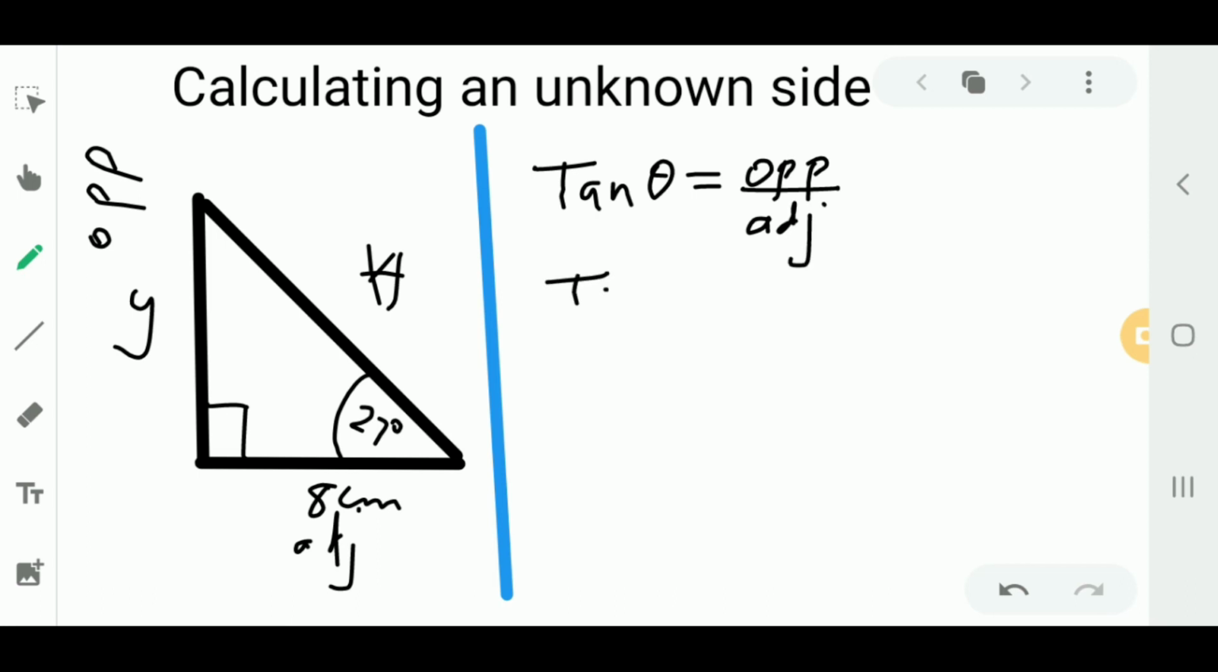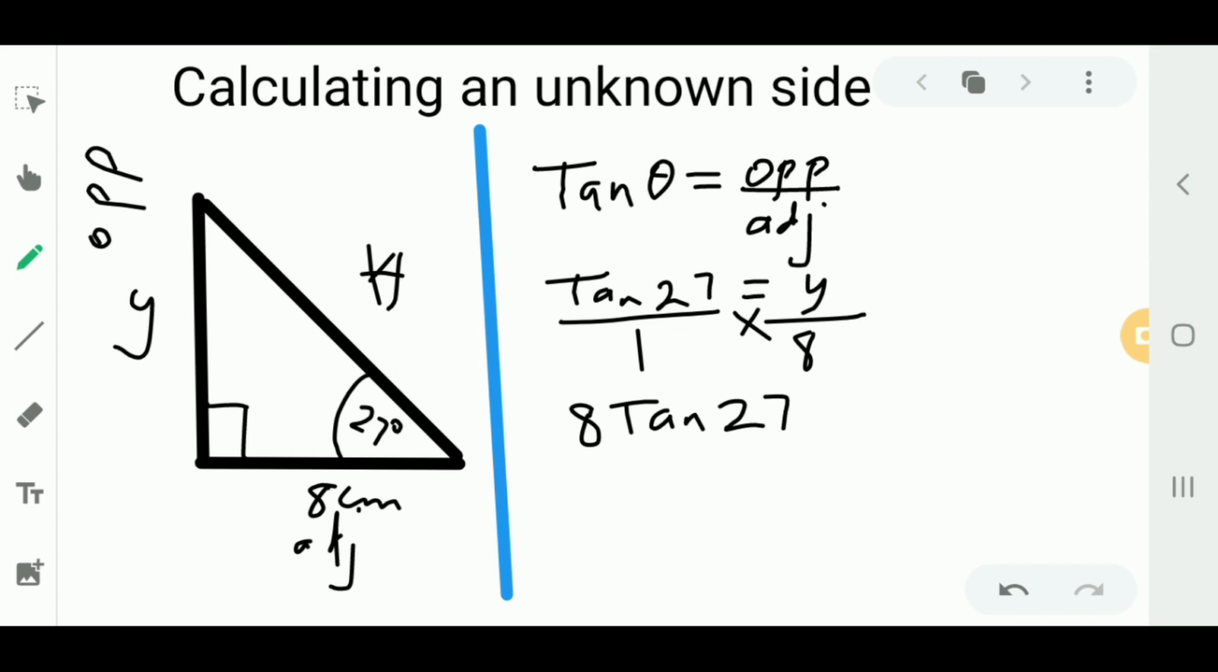So it's tan 27 is equal to opposite, which is y, over adjacent, which is 8. So again, fraction, cross multiply. So we have 8 tan 27 is equal to y. If you put that into your calculator, you get y is equal to 4.7 centimeters.